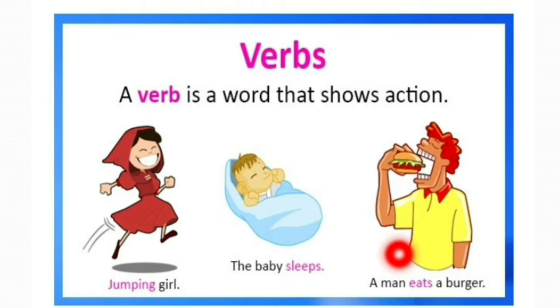So a man is a noun. A burger is also a noun. So what is eats? Eats is his action. What is he doing? He is eating. So eats is the verb.